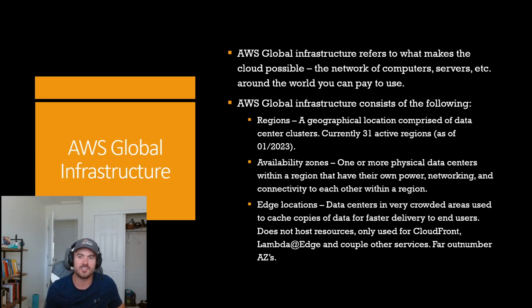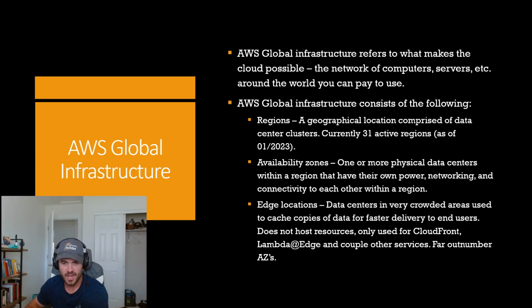We've got regions, things like US East, EU, Europe West, Asia Pacific 1. It's a geographical location that's comprised of data center clusters. And as of January 2023, there are currently 31 active regions. Okay? Availability zones are one or more physical data centers within a region that have their own power, networking, and connectivity to each other within that region. Okay? And we're going to look at a graphic here in a second that'll have this all make more sense.